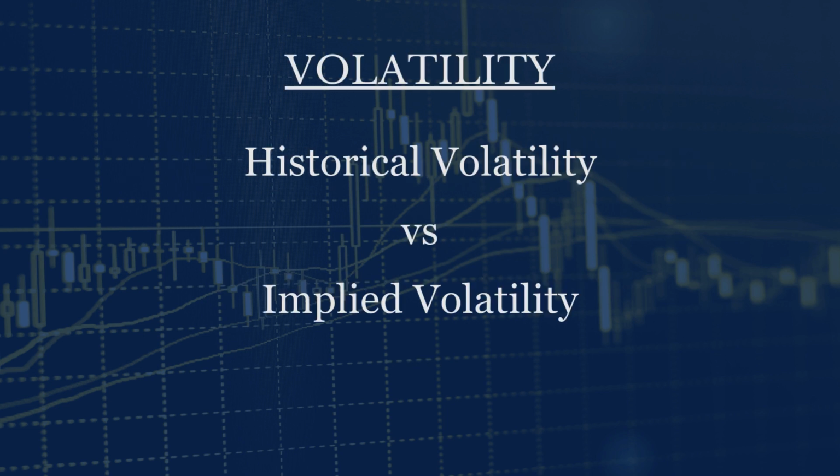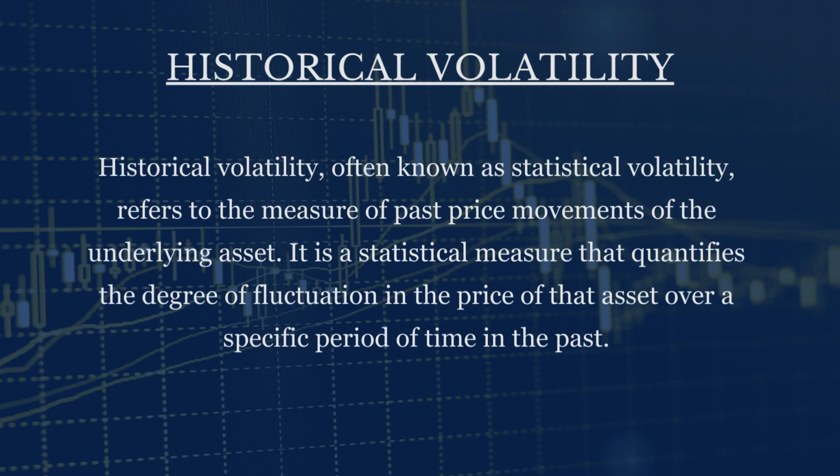Volatility. When derivative traders look at the market, they will analyze two main types of volatility: historical volatility, as well as implied volatility. Okay, let's first take a look at historical volatility. Historical volatility, often known as statistical volatility, refers to the measure of past price movements of the underlying asset. It is a statistical measure that quantifies the degree of fluctuation in the price of that asset over a specific period of time in the past.